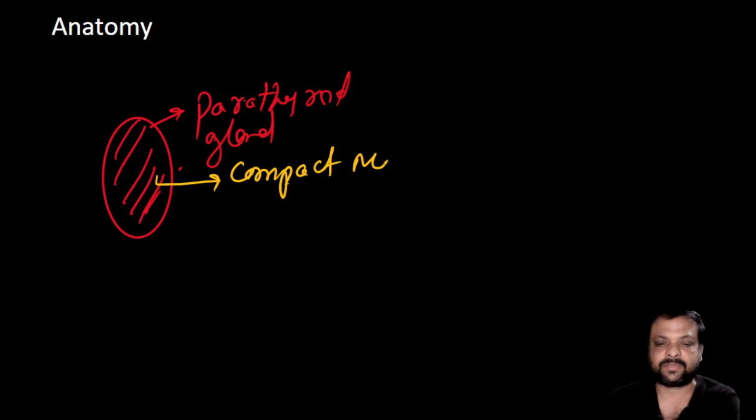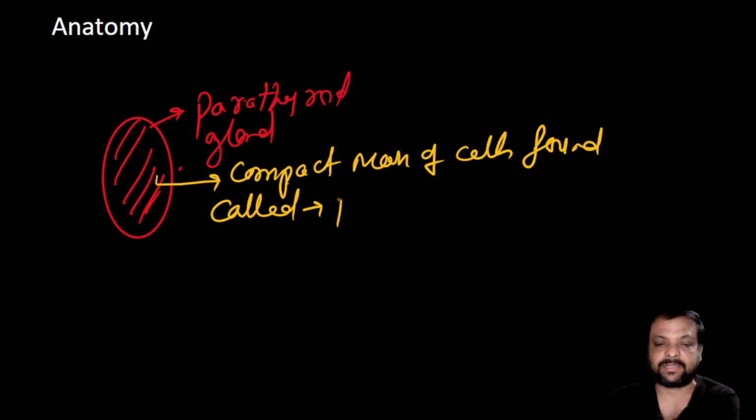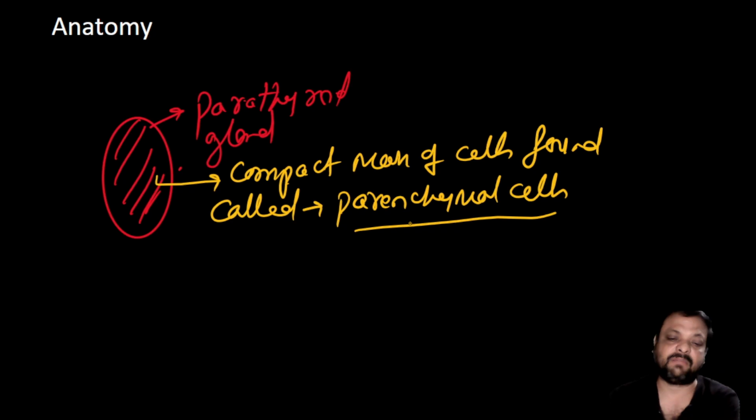a compact mass of cells, and this mass of cells is called parenchymal cells. In each parathyroid gland, we find a mass of cells, and these are called parenchymal cells. This gland is also covered by a connective tissue called the capsule, a protective layer.